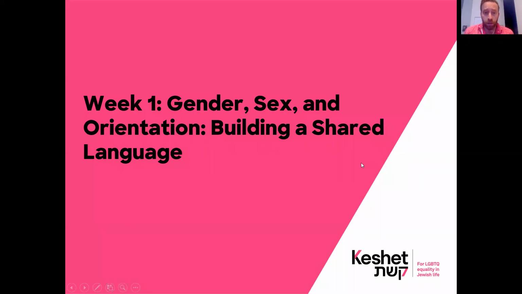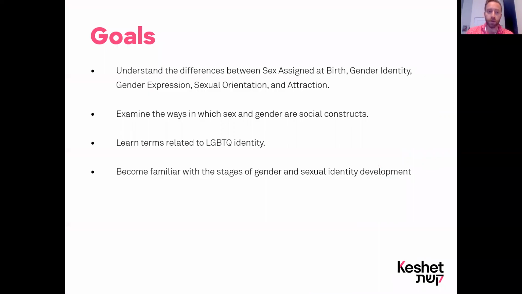All right, welcome to week one, Gender, Sex, and Orientation, Building a Shared Language. So this week we will understand the differences between sex assigned at birth, gender identity, gender expression, sexual orientation, and attraction, examine the ways in which sex and gender are social constructs, learn terms related to LGBTQ identity, and become familiar with the stages of gender and sexual identity development.